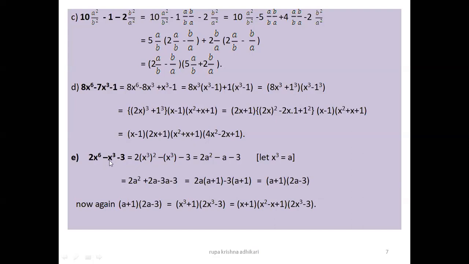What I have done here is, I have let x cube a. It can also be done in that way. If you let x cube a, your respective equation becomes, look here, 2x cube whole square minus x cube minus 3. That is 2a square minus a minus 3. If x cube is let as a. So 2a square minus a minus 3. Now it is of the form ax square plus bx plus c.